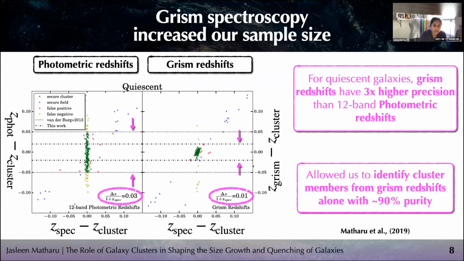So using galaxies that had spectroscopic, photometric, and Grism redshifts in the survey, we were able to identify a selection threshold in Grism redshifts that allowed us to identify cluster members with 90% purity. And this can be seen by the tight clustering of green points here in the right-hand panel. These are Grism redshift selected cluster members with a spectroscopic redshift to support the reliability of their cluster membership. So the high precision in Grism redshifts relative to photometric redshifts allowed us to boost our sample size of cluster members by more than 50% of the existing spectroscopic sample.